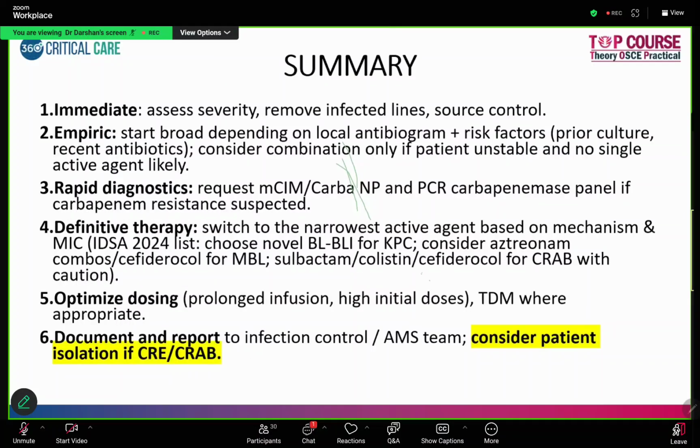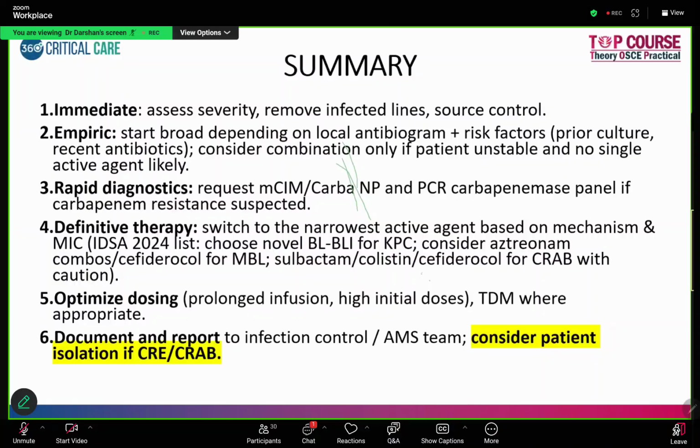Coming to a summary of management of MDR sepsis. Firstly, what do we do on an immediate basis? Assess the severity, remove the infected lines, and do source control, like we do for any case of sepsis. Start the patient on empiric antibiotics based on the local antibiogram with assessment of risk factors. This is something that we need to write in your exam paper.